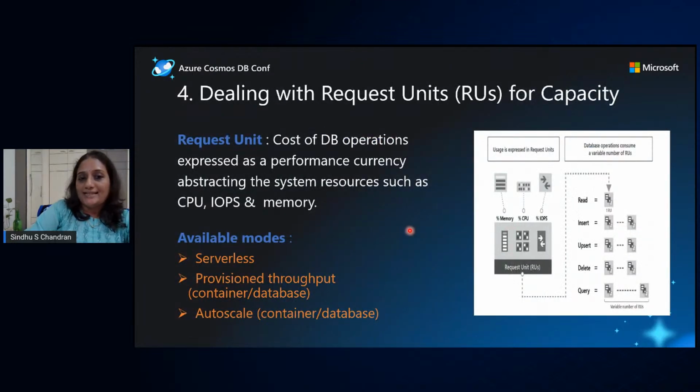The next important lesson is about dealing with request units or RUs for capacity. So a request unit is defined similarly across all APIs supported by Cosmos. So it is the cost of the database operations expressed as a performance currency. So it abstracts the usage of these different CPU, IOPS, and memory. And you have to be aware that there are these different modes of setting this up which are available.